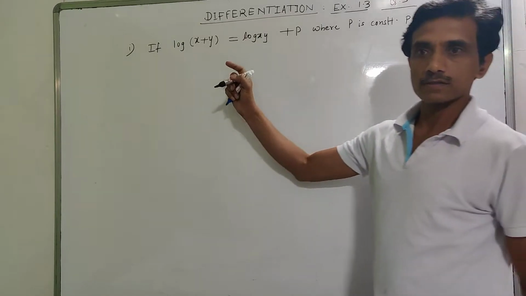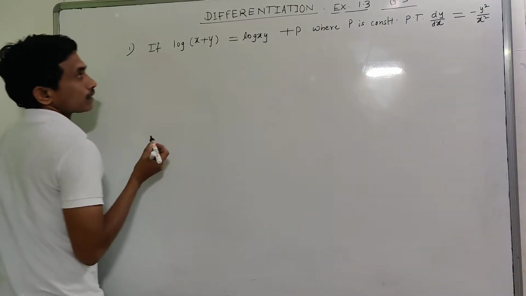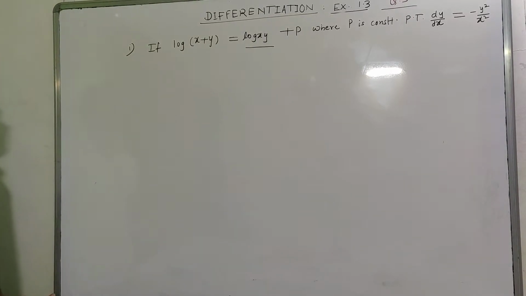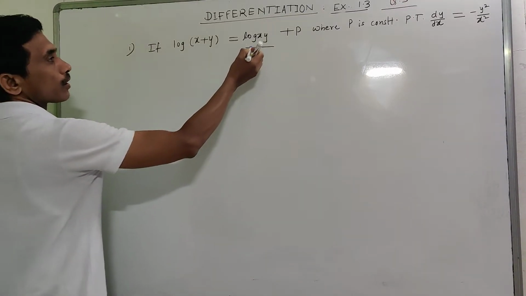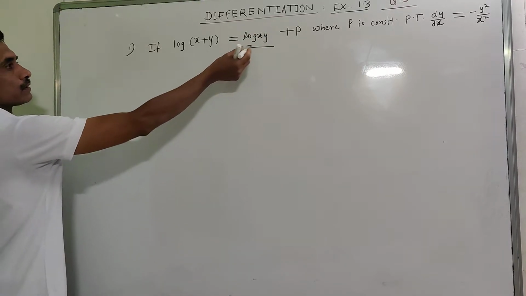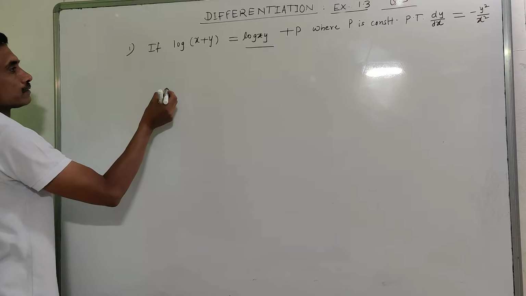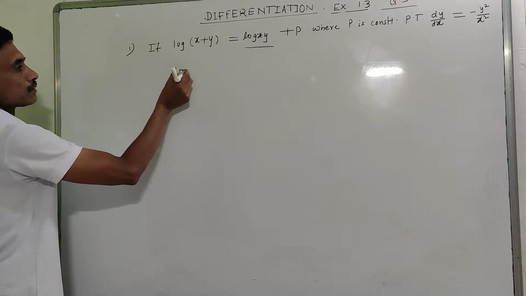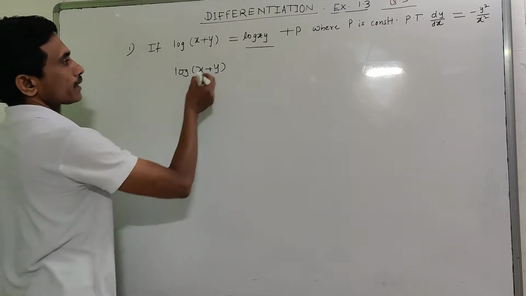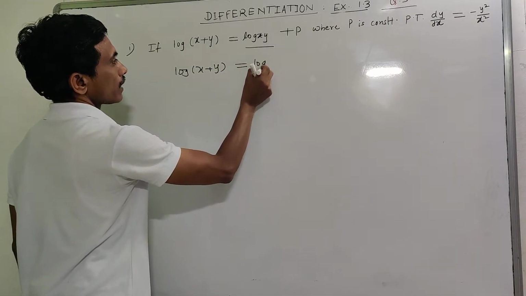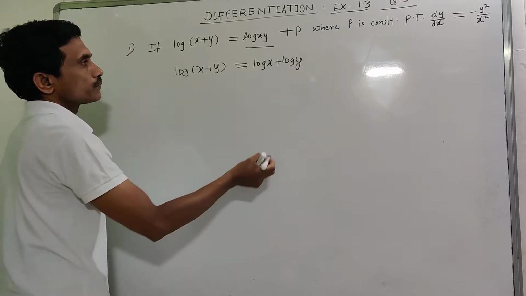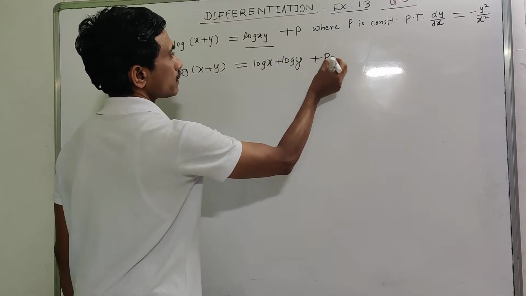Let's start with this. How do we solve this? We can simplify log of x into y, we can write as log x plus log y. So simplify that first and then we differentiate. Solution of this: log x plus y on the left hand side, right hand side log x plus log y plus p. P is a constant.